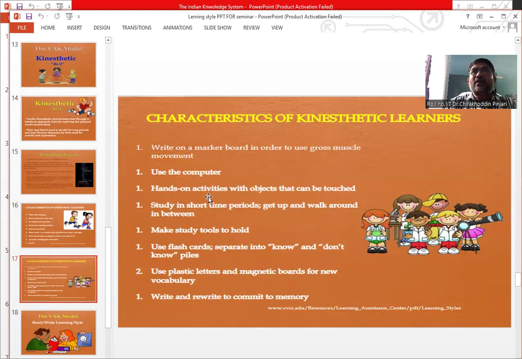Characteristics of kinesthetic learners: write on a marker board in order to use large muscle movement, use the computer, do hands-on activity with objects that can be touched, study in short time periods, get up and walk around in between, make study tools to hold, use flashcards, separate into know and don't know files, use plastic letters and magnetic boards for new vocabulary, write and review, and rewrite to commit to memory.